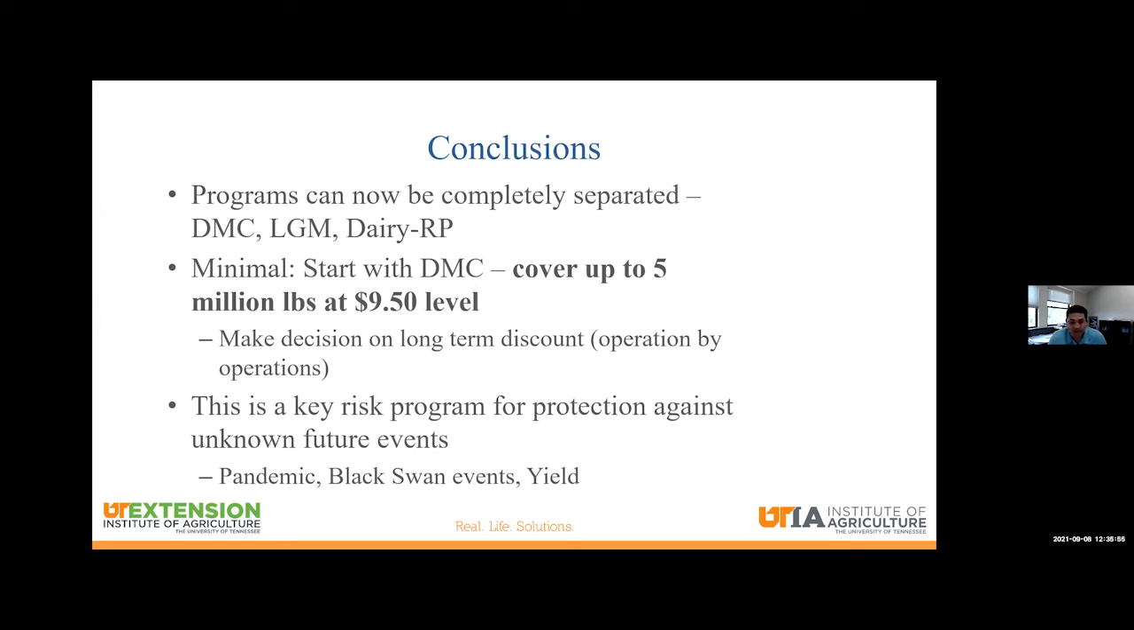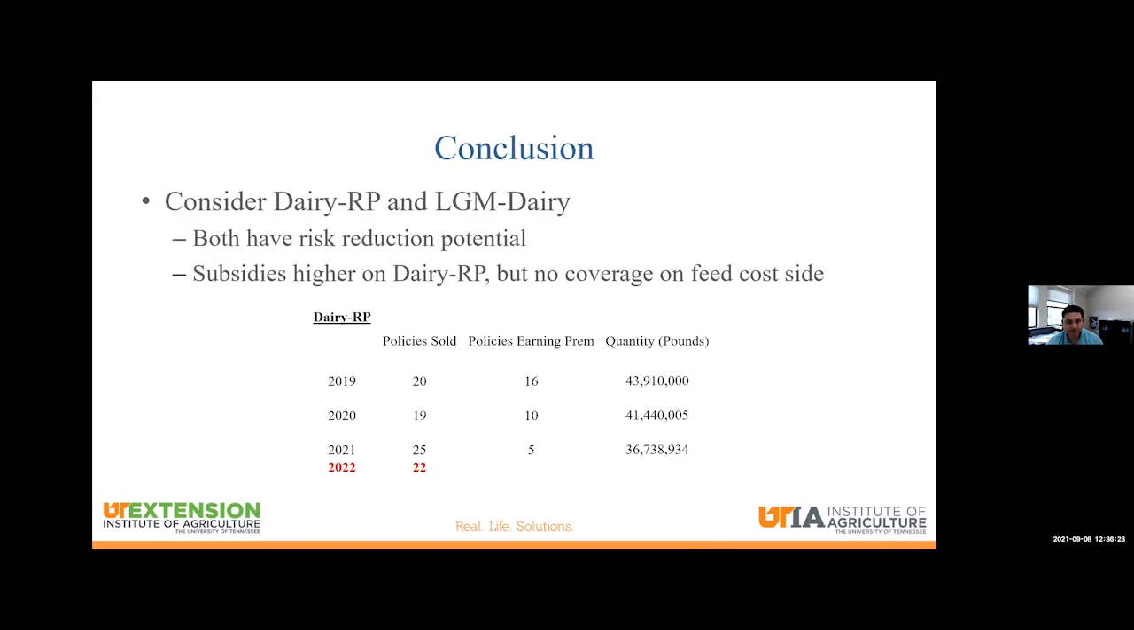Again, I've highlighted the black swan events. Pandemics, could be a yield. If next year a drought hits and there's not a lot of corn going around, prices could increase a lot again, and you're stuck where your margins are really getting eaten up with high feed costs. Could be the same thing for dairy prices again. So from that standpoint, DMC is really a good, minimal program to be used.